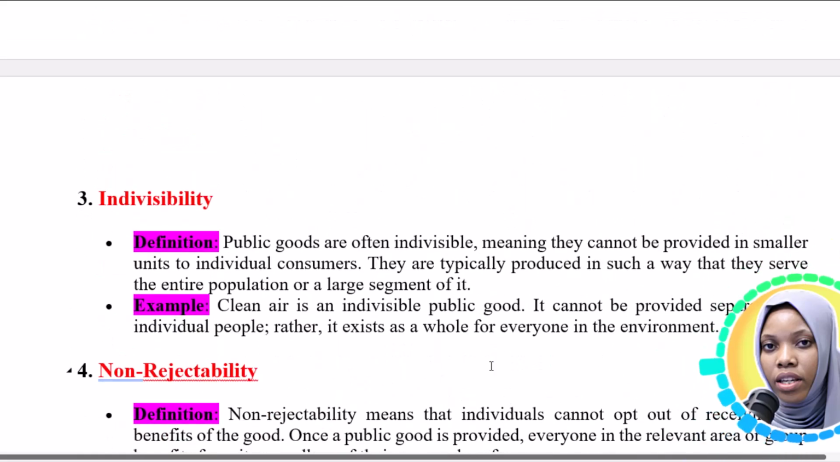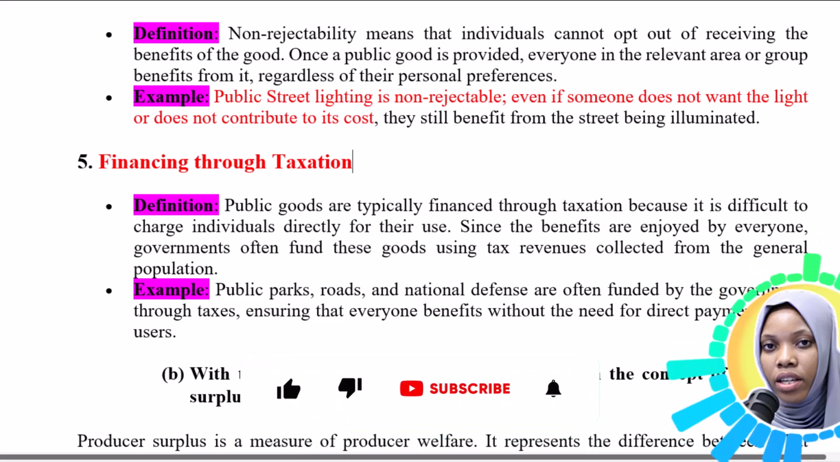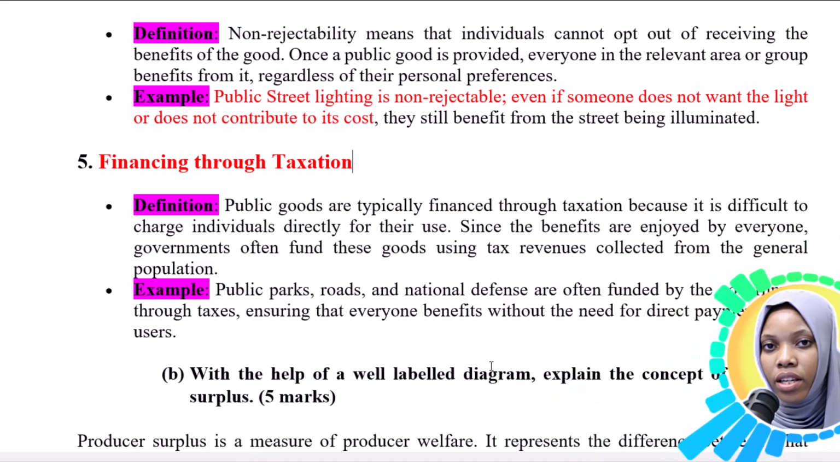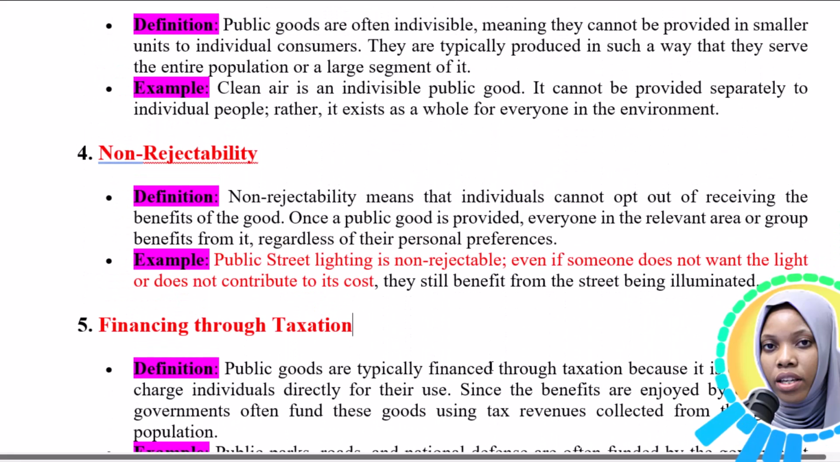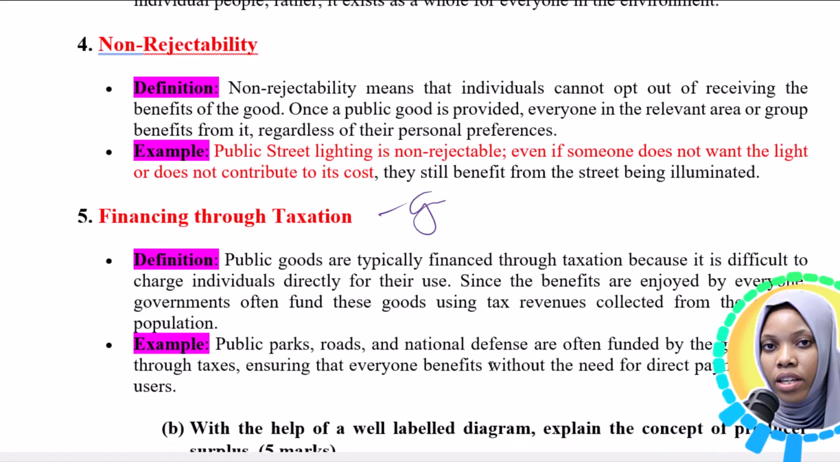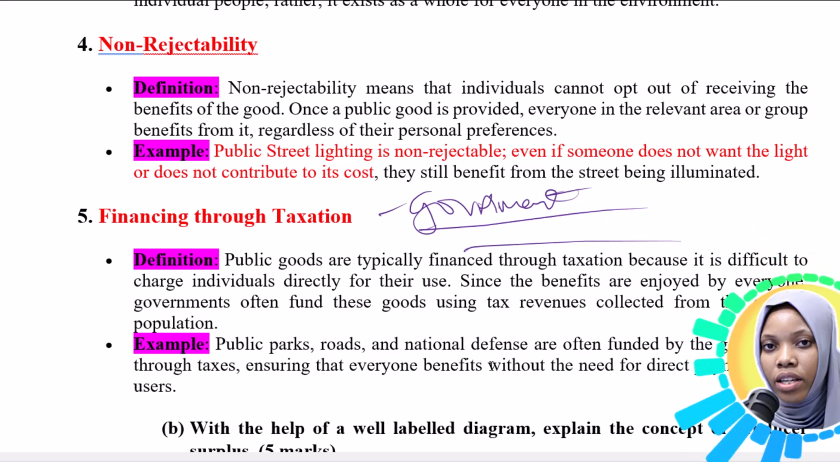And the last characteristic that I got is financing through taxation. Public goods are typically financed through taxation because it is difficult to charge individuals directly for their use. So they are provided by the government through taxation. This is the work of the government. The government are the ones that provide public goods.